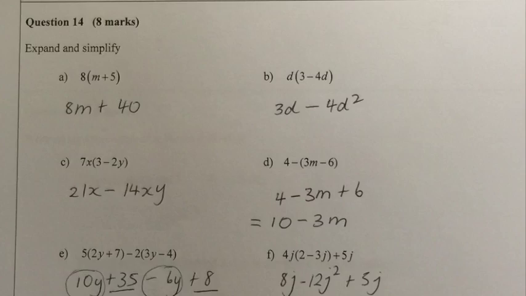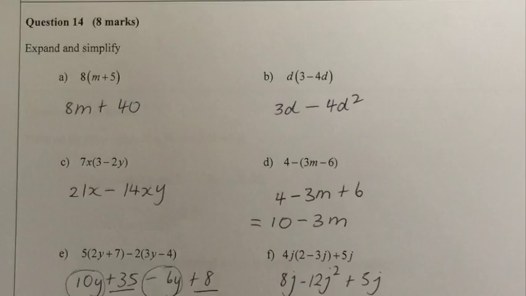Question 14, expand and simplify. So 8 bracket m plus 5, close bracket. So you're just multiplying both sides in the brackets by 8. So that equals 8m plus 40. B, d, and then we've got brackets 3 minus 4d, close brackets. So d times 3 equals 3d, minus, we've got d times minus 4d. So that's minus 4d squared. So our answer there is 3d minus 4d squared.